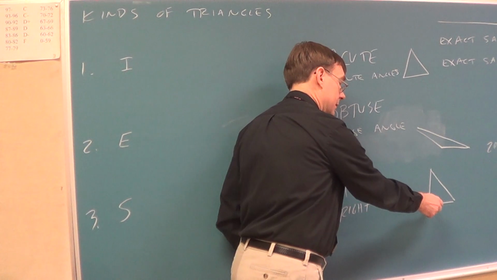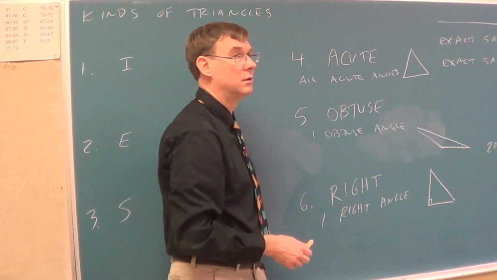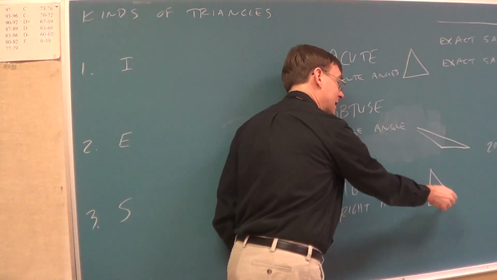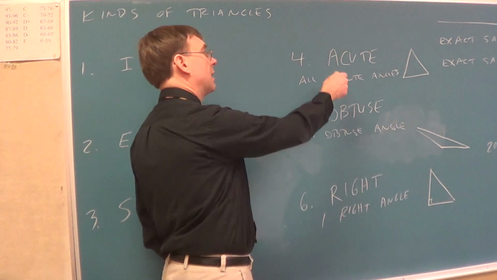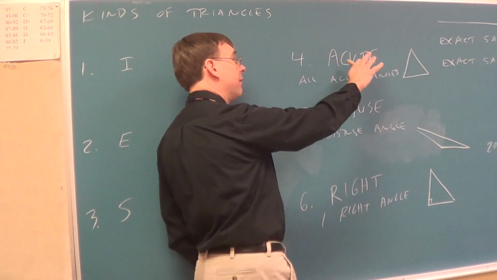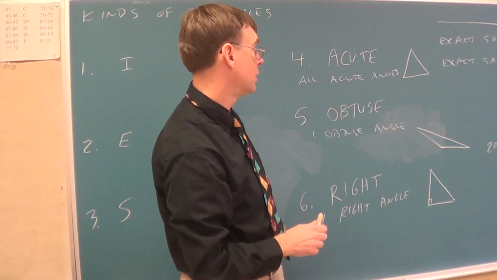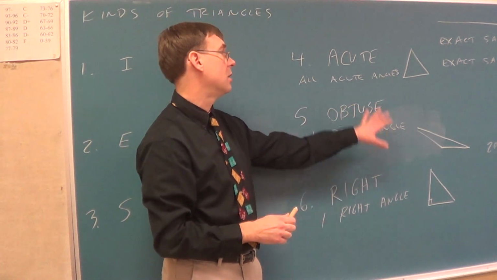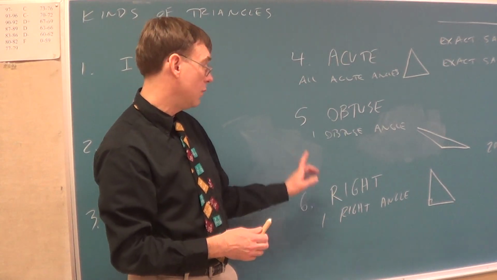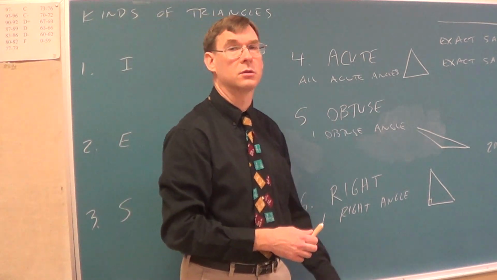For rights, this one's a right. What kind of angles are these other two? They're acute. A right triangle always has two acutes in it. So to classify as acute, you need no obtuses, no rights. Everybody's got to be acute. To be an acute triangle, you need all acute angles. Again, tomorrow, you don't need the pictures, but you need the explanations that I'm giving you. One right angle, obtuse, one obtuse angle, acute, all acute angles.